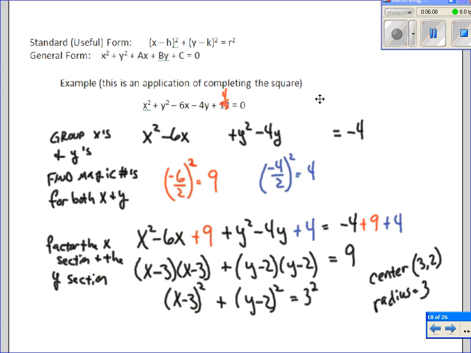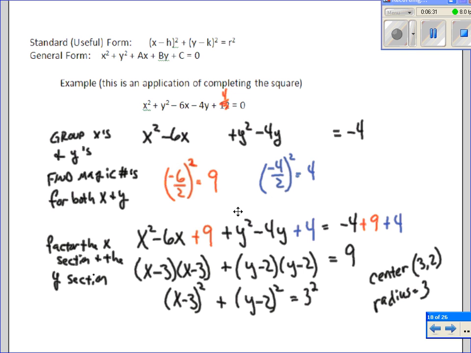Okay, so what we're going to do is complete the square. And notice I changed my problem here. So this is x squared plus y squared, subtract 6x, subtract 4y plus 4 equals 0. That's a little nicer than what I originally had there. What we're going to do is group all the x's together, group the y's together, and move the 4 over to the other side of the equation, so it's now a negative 4.